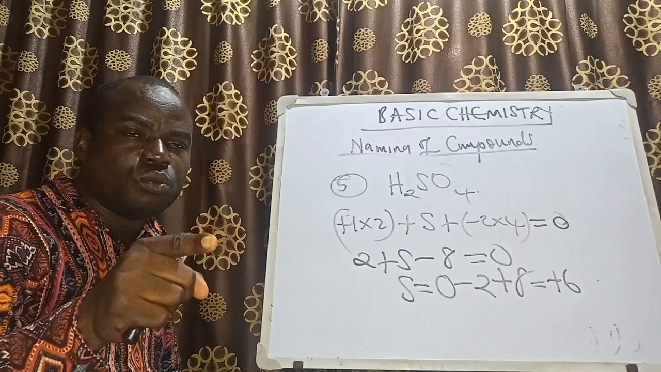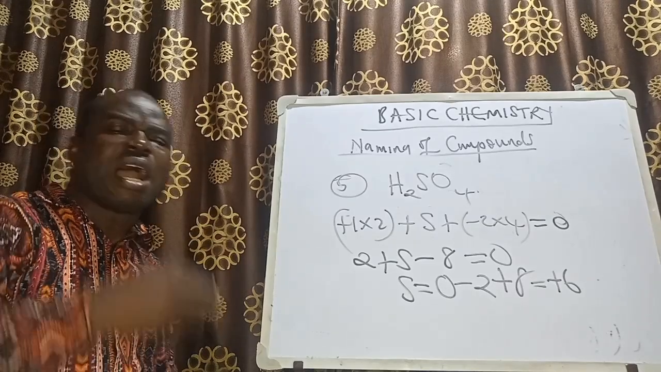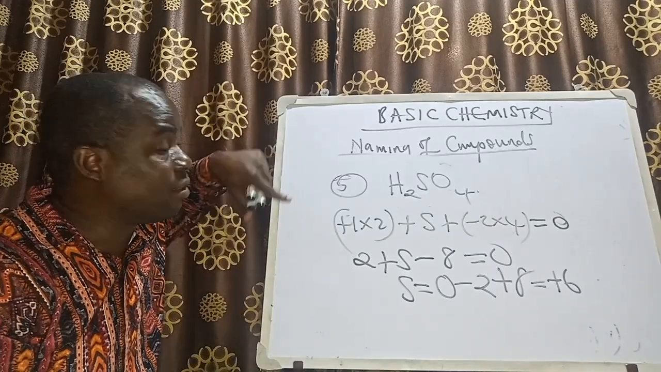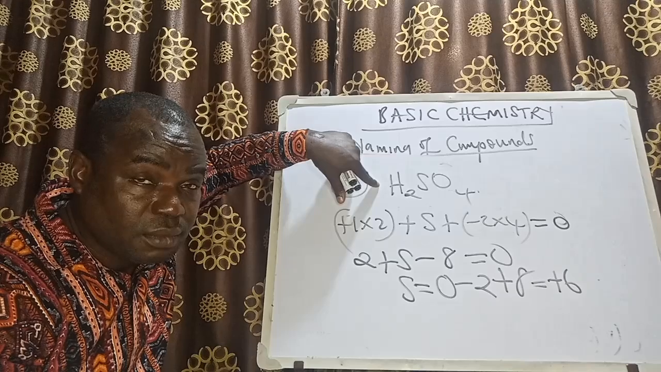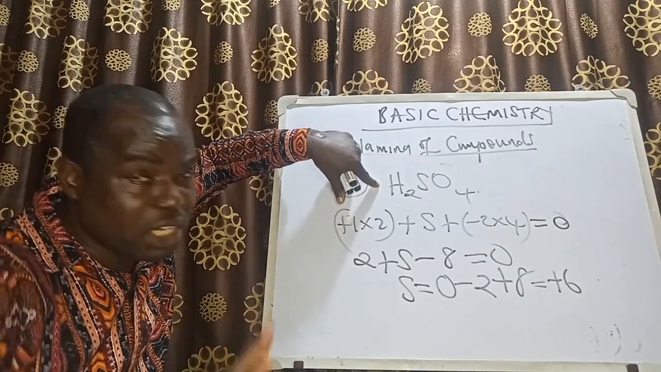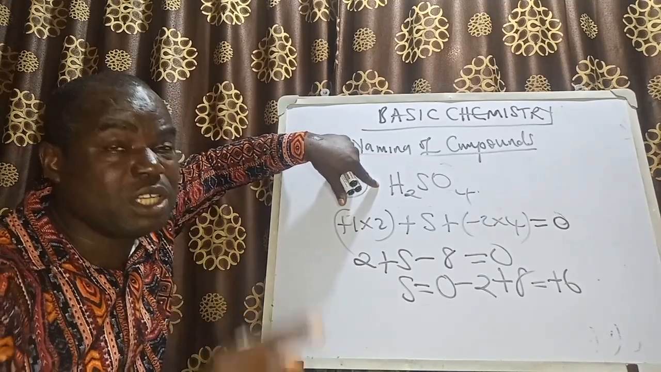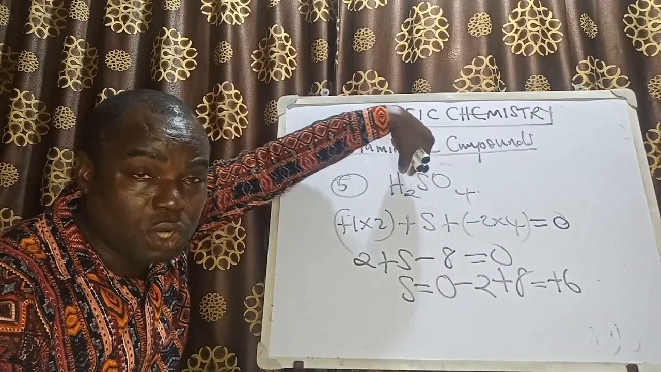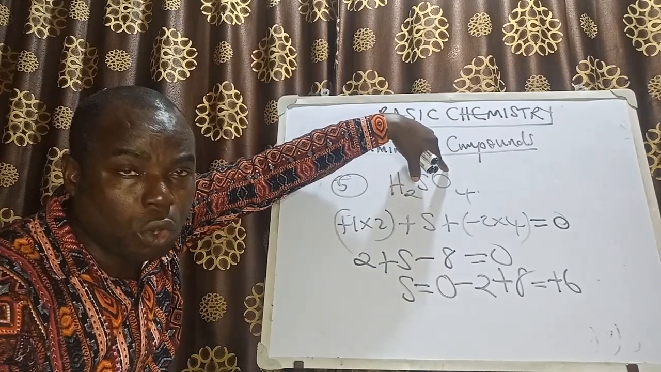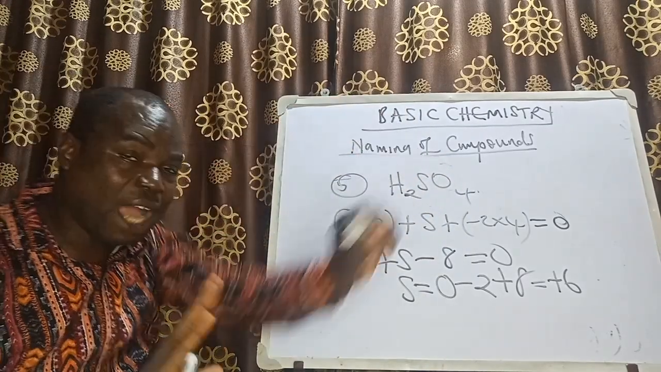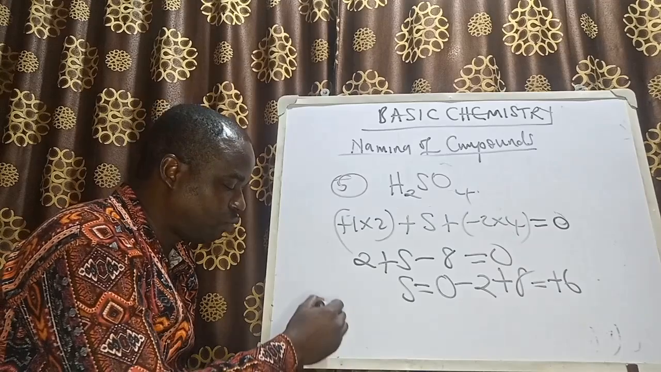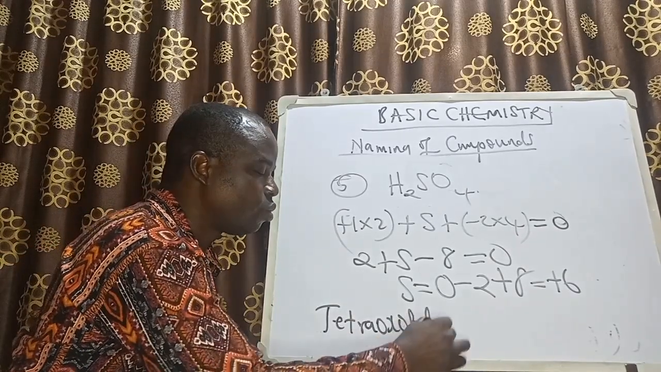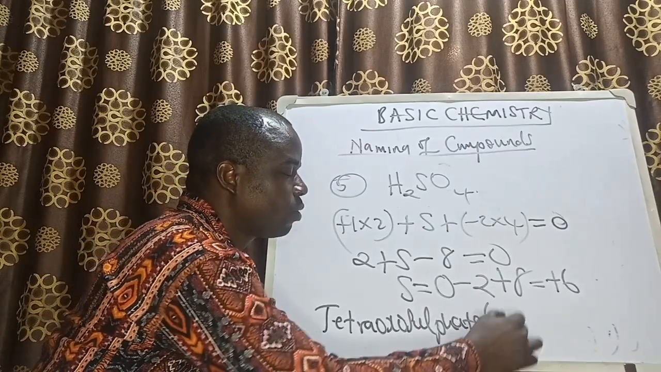Now, look at what you're going to do. I've already told you that once it starts with H, the compound is an acid. So what you do now is that you don't call that H. Once H starts a compound, don't call the H. That is the only element you don't call the name of when it starts a compound. So you rather just call the second one tetraoxosulfate. Don't call hydrogen. You just write tetraoxosulfate 6.